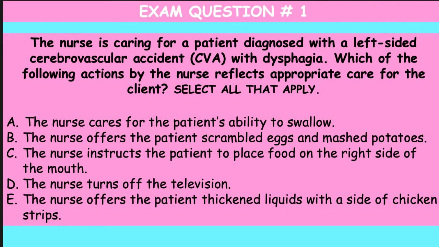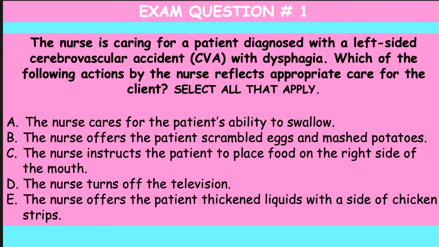It has to be chewed, and the patient is having problems due to having residual from their stroke. And this chicken strip can actually cause the patient to choke and lead to aspiration. So in answering the question, which of the following actions by the nurse reflects appropriate care for the client?